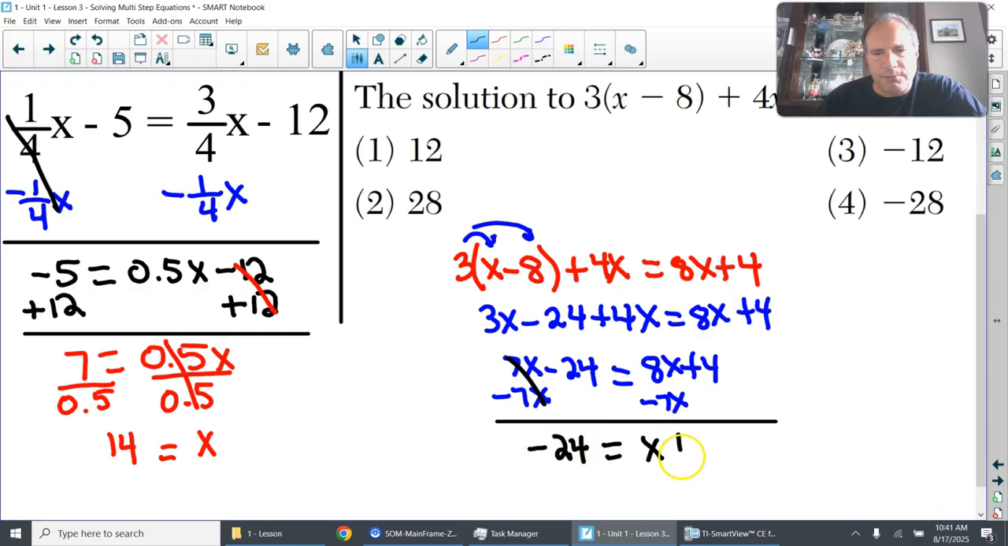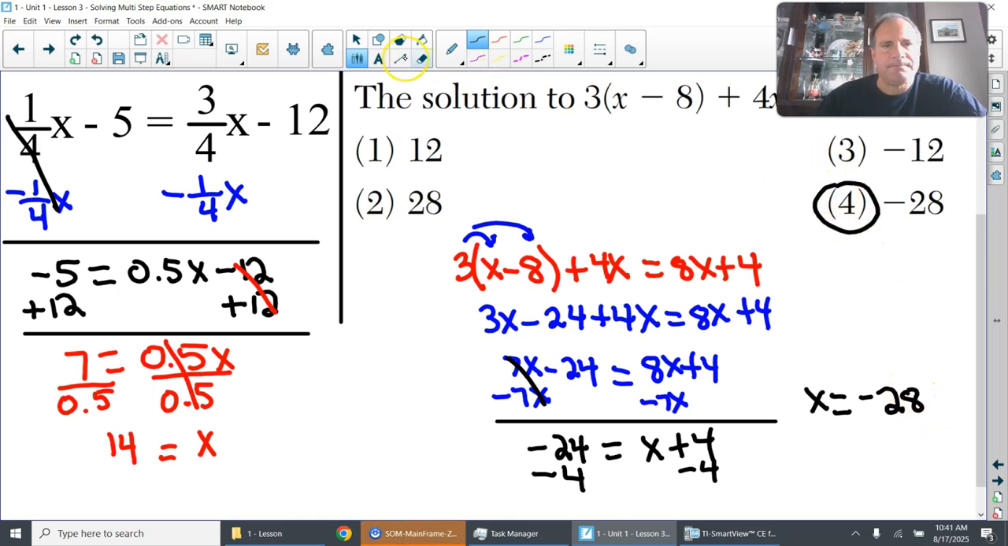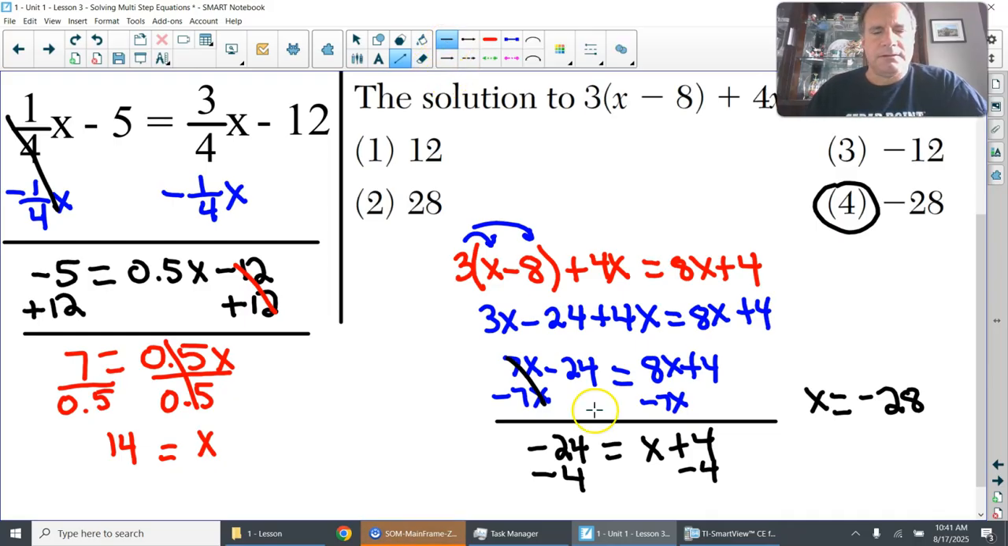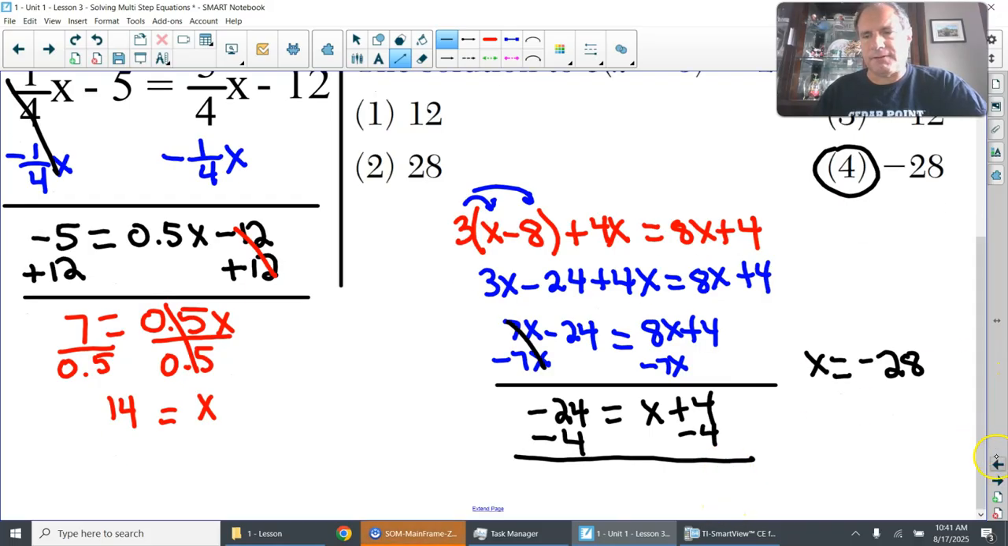Equals x plus 4. You minus 4 on both sides. And guess what? X equals negative 28. And that's your answer. It's a Regents problem. Nice and easy, not too difficult.